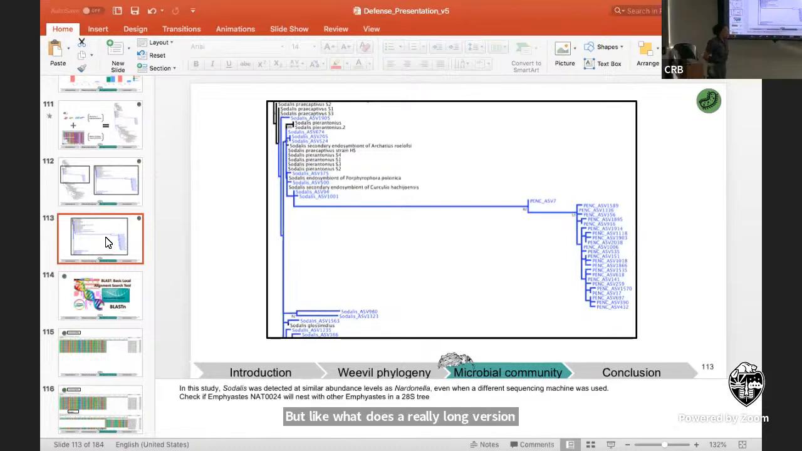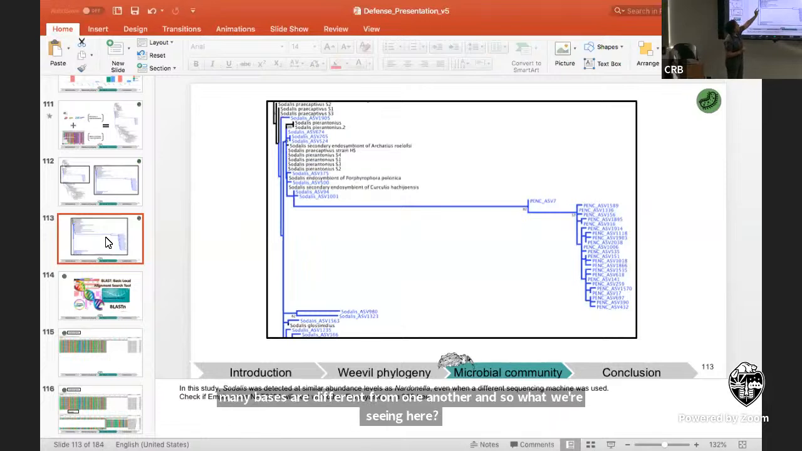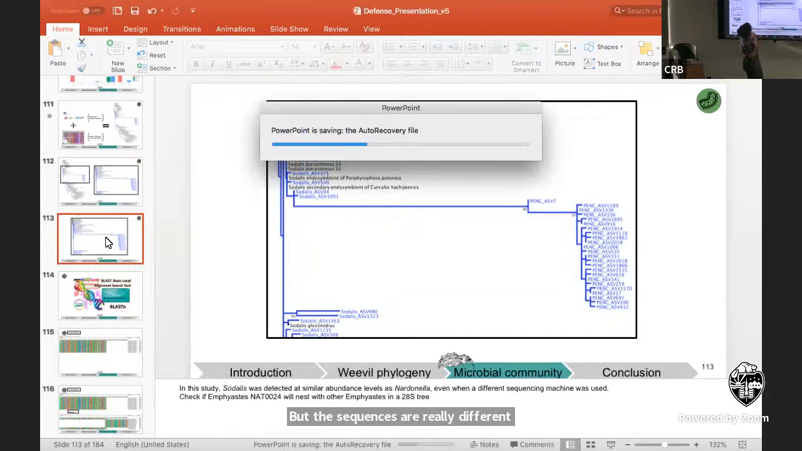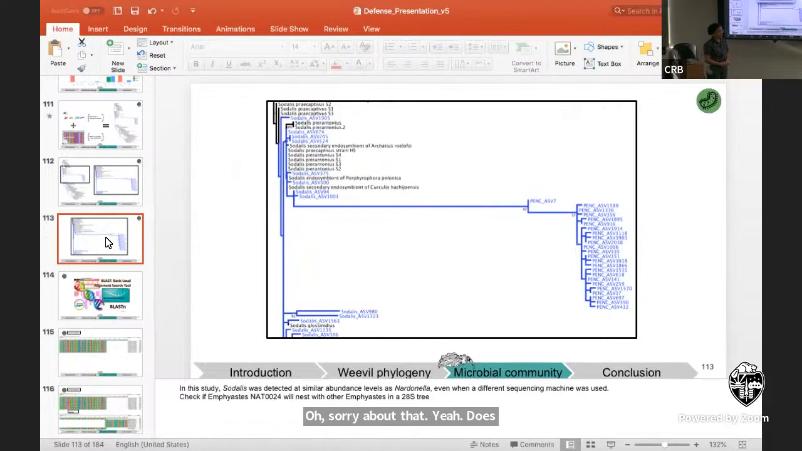Yes, okay. So the branches here in phylogenetic trees are measuring basically the difference between sequences, how many bases are different from one another. And so what we're seeing here is that Sodalis, all of these have really short branch lengths together, so the sequences are relatively similar to one another. This really long branch is showing that, yes, they are maybe similar to Sodalis, but the sequences are really different from the Sodalis sequence. Does that answer your question? Yeah, so their sequence is much more divergent. Okay, the molecular characters that are available seem to be quite different.